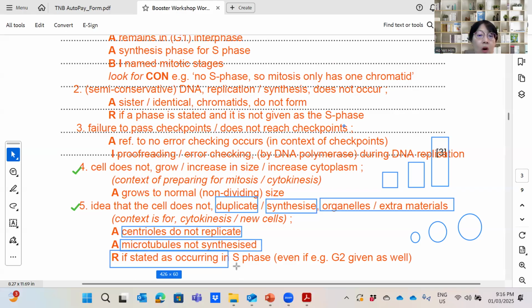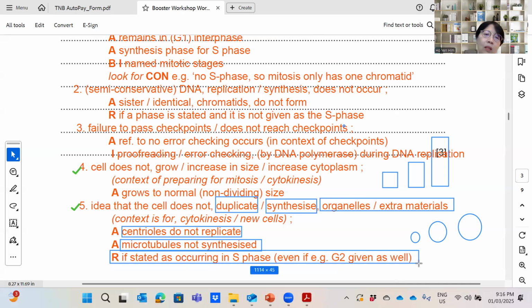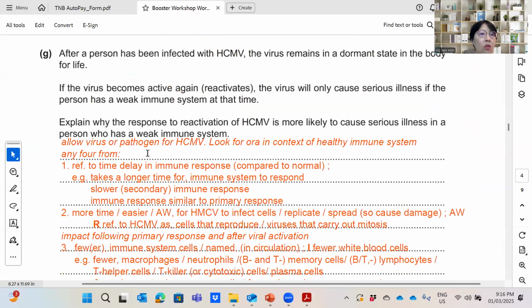Reject if stated as occurring in S phase, even if example G2 is given as well. What does it mean? That means if the student says that organelles do not replicate in S phase, it is wrong, because S phase is DNA replication only. And what else? Histone protein is synthesized. If something that you write is partially correct, then you will not get the mark. It must be 100% correct to get the mark. Okay, so that's the question.